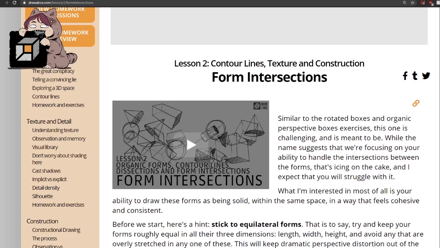Form intersections. Similar to the rotated boxes and organic perspective boxes exercise, this one is challenging and is meant to be. While the name suggests that we are focusing on your ability to handle the intersections between the forms, that's icing on the cake, and I expect that you will struggle with it. What I'm interested in most of all is your ability to draw these forms as being solid within the same space in a way that feels cohesive and consistent.